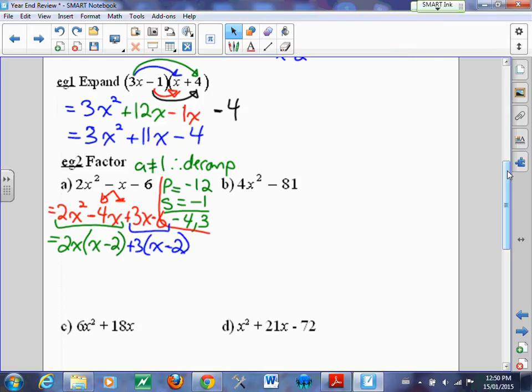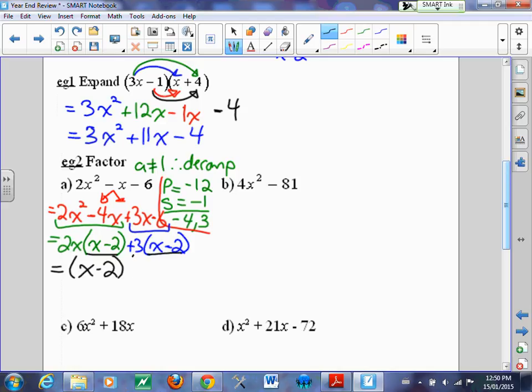Notice now we've got what's called a common binomial. So that goes out front, and our leftovers go in the bracket. So (2x plus 3). Now, ladies and gentlemen, when you do decomposition, there will always be a coefficient in front of at least one of the x's. Okay, and in this case, it's the 2. All right, that was decomposition.